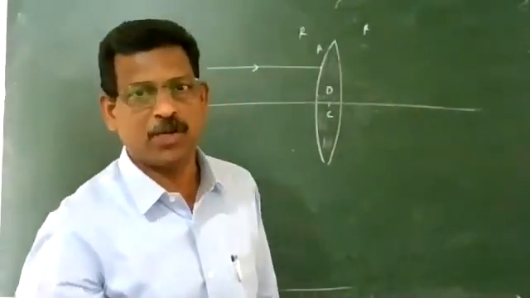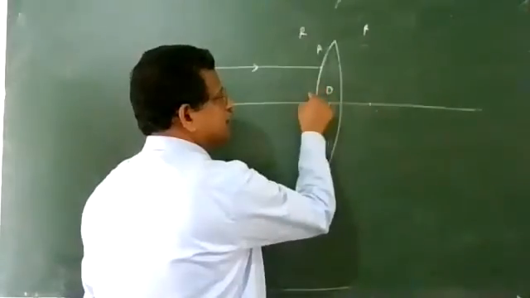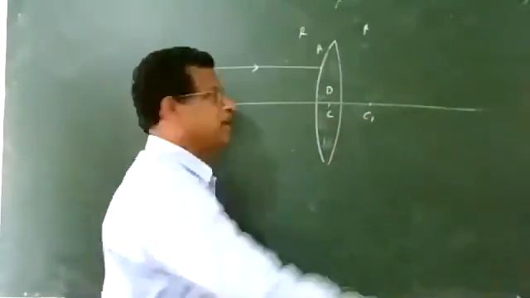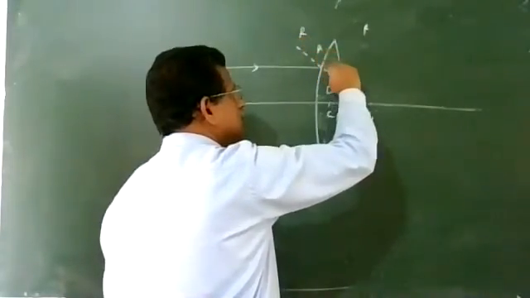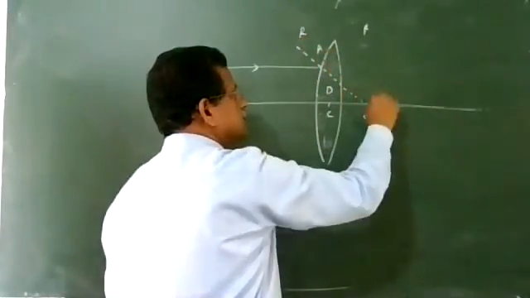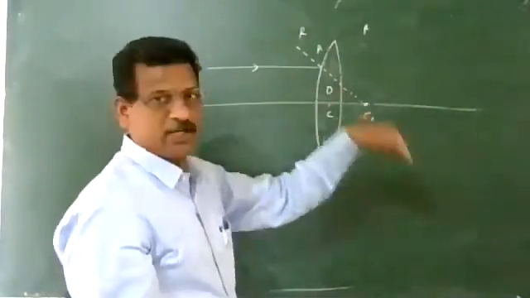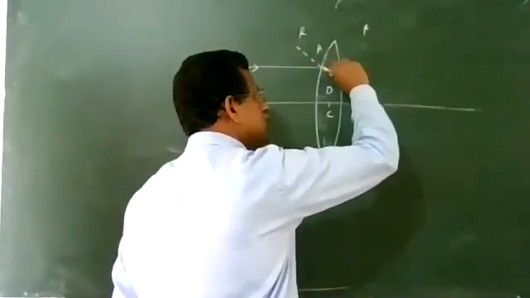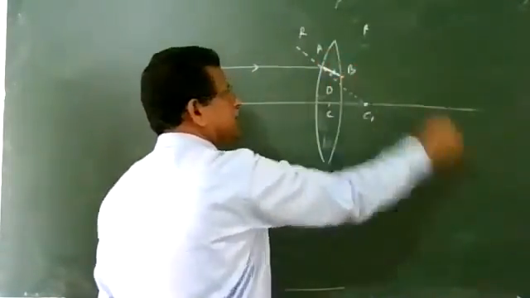So you have to draw a normal at the point A. For the first surface, the center of curvature is on the right side. From C1 to A, you can draw a line that will be the normal. This point is C1. The light ray goes from rarer to denser and bends toward the normal, bending toward the normal and coming to the point here.